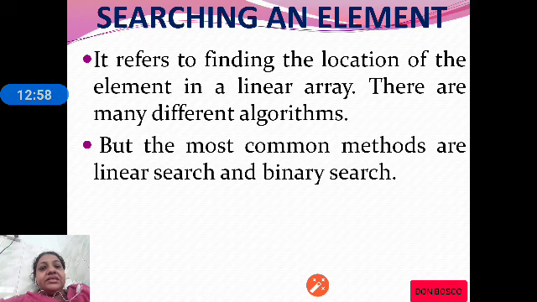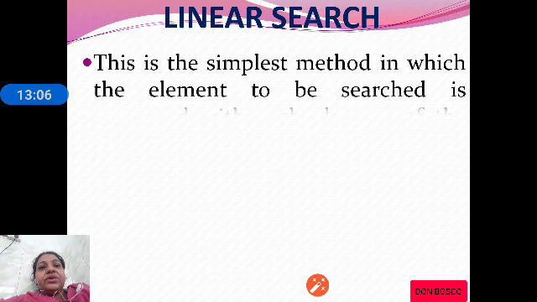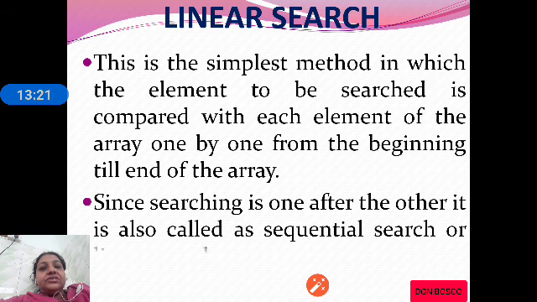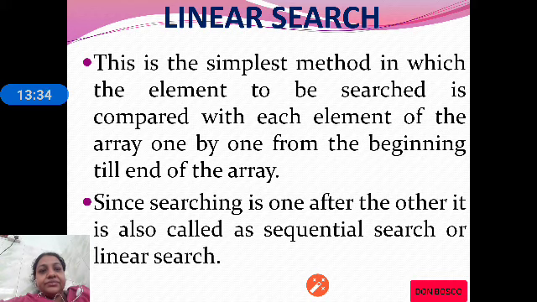One is linear search and the other is binary search. First, we shall discuss linear search. So, what is linear search? Linear search is one of the simplest searching techniques where the search begins from the first element till the end of the array. So, searching starts from the beginning till the last element. One by one elements are compared, so it is also called sequential search.